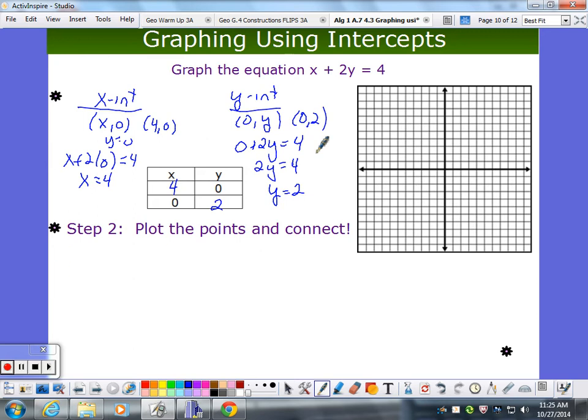Now let's plot these points. I've got (4, 0): 1, 2, 3, 4. And then I've got (0, 2). Connect these two. The domain is all real numbers unless it says otherwise. So I'm going to go ahead and put those together. Done.